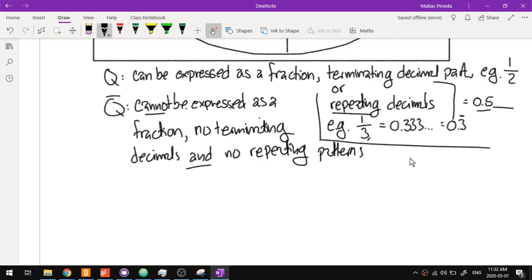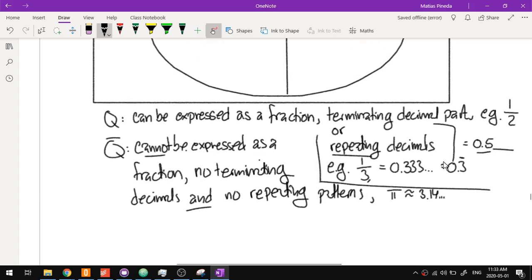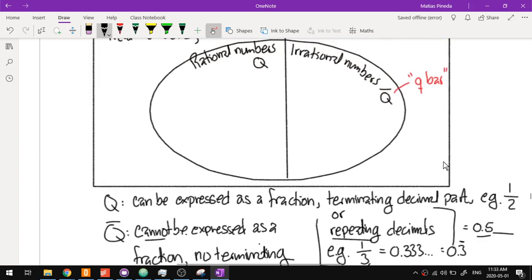So an example of an irrational number would be the mathematical constant pi. Okay, so pi is approximately 3.14, but as we all know those decimals continue forever and ever, so they're not terminating, and there are also no patterns in the decimals. It just appears to be random. Okay, so that's the definition of rational and irrational numbers.